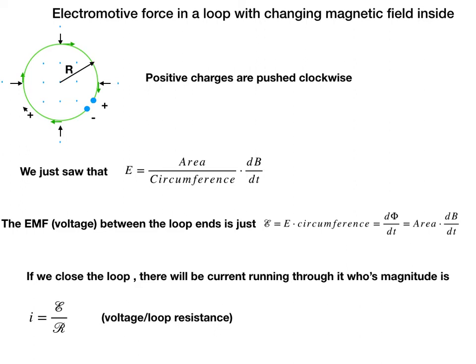When we sum the field over this circumference, we just need to multiply the electrical field by the circumference, and then we get the famous formula for the electromotive force, which is the rate of change of flux inside the loop. In the case where we close the loop, we actually make a short circuit here, and then we'll have some current running in the loop. The magnitude of the current is given by the electromotive force over the resistance of the loop.